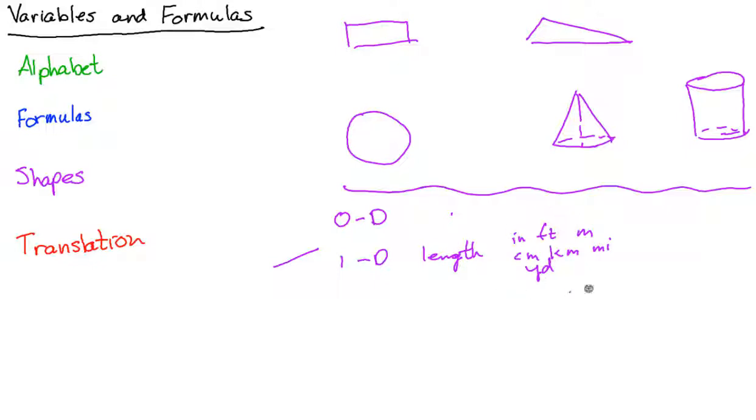And so these are all appropriate answers when somebody says, how tall is it? Or how long is it? Or what's the radius of the circle? Or what's the side of that rectangle? These are all appropriate ways of answering that question.